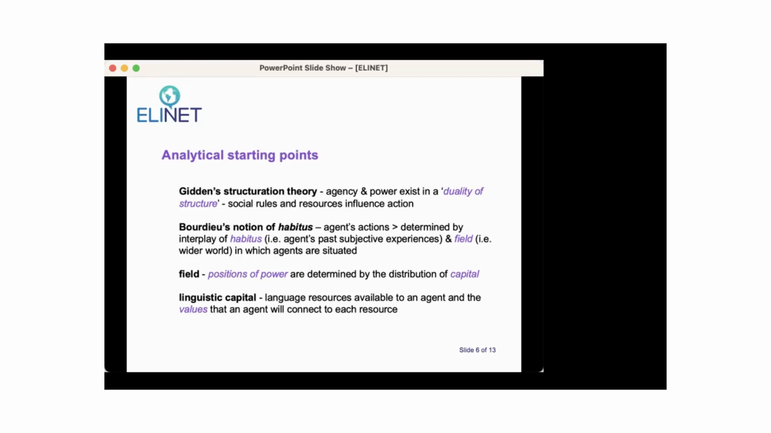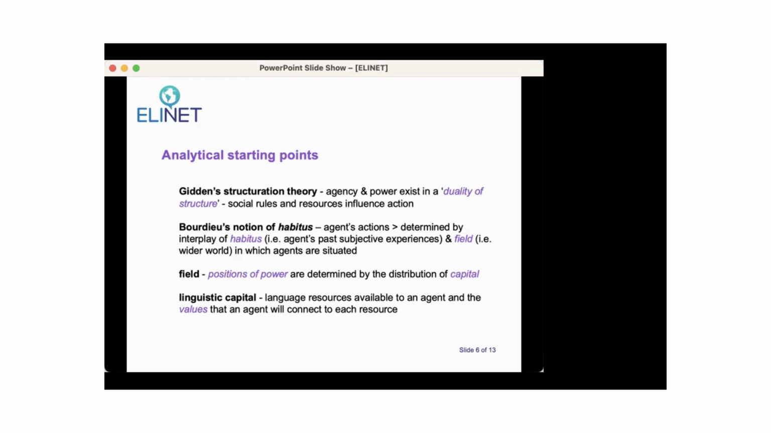And in Bourdieu's notion of habitus, agents' actions are determined by the interplay of habitus, which is the agent's past subjective experiences, and field, which we can understand as the wider world in which agents are situated. So in this field, positions of power are determined by the distribution of capital, such as symbolic capital to do with prestige and credibility, economic capital to do with material wealth, cultural capital to do with skills derived from the culture, and linguistic capital to do with language resources available to an agent and the values that an agent will connect to each resource.